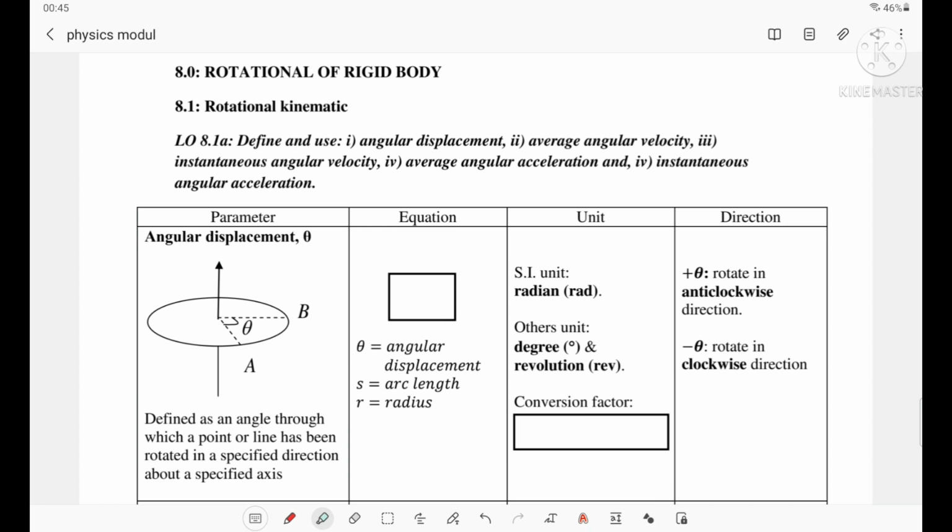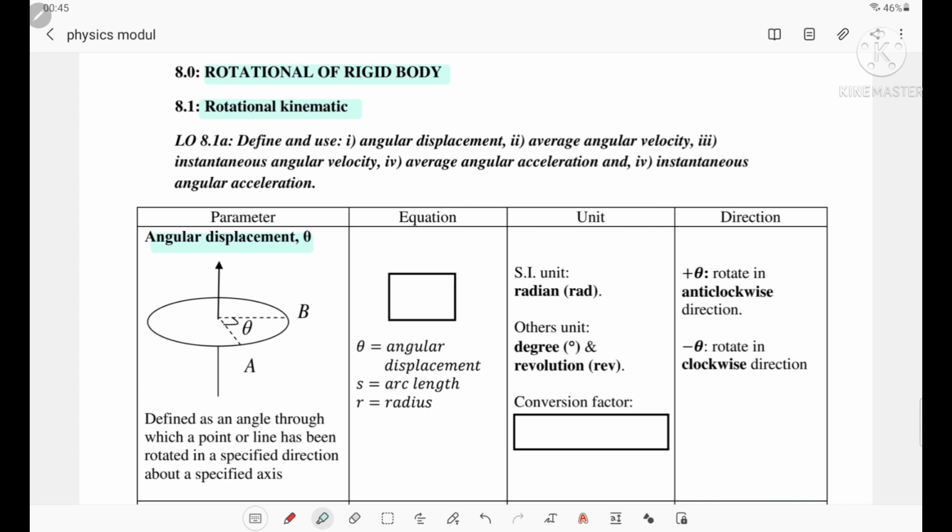Hi everyone, today we are going to learn Chapter 8, Rotation of Rigid Body. So let's look at the first subtopic, Rotational Kinematics. We go for the first, angular displacement, theta. So what is the angular displacement?